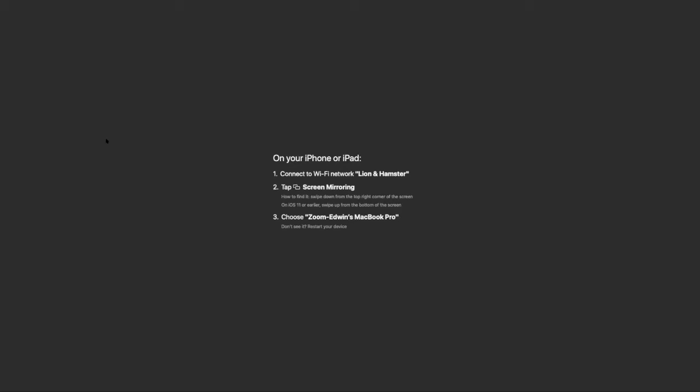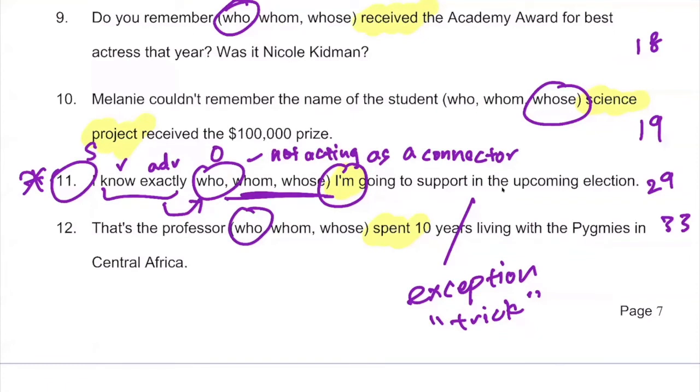Let me explain why this happens, and it will happen sometimes to trick you. There are cases where who, whom and whose do not act as connectors. They act as nouns. Very rarely, but this does happen. This is considered an exception question. I know exactly who, or I know who I'm going to support in the upcoming election. Why is it who and not whom? Because who, in this case, no longer functions as a connector. I can even use I know whom I'm going to support. So who and whom can both fit into this answer. However, it's not because they are connectors, it's because they are both functioning as nouns.